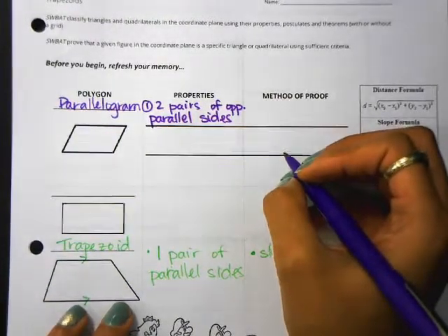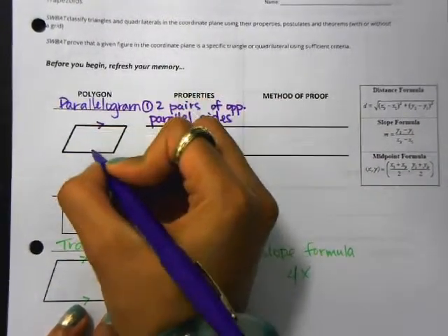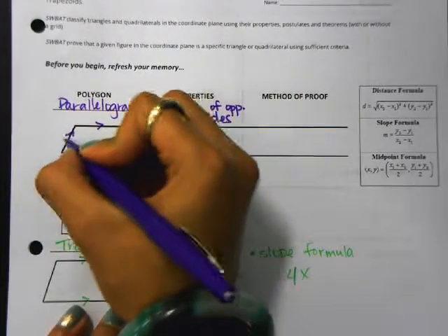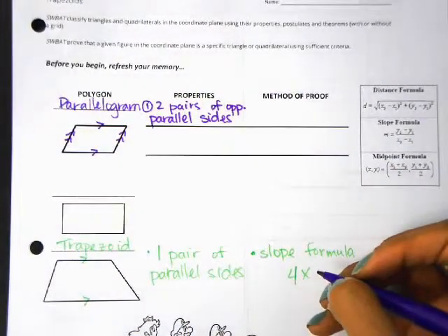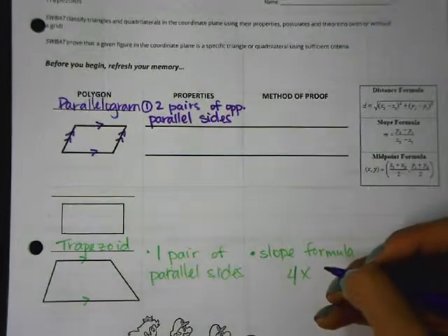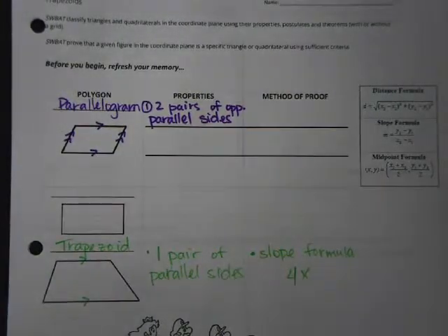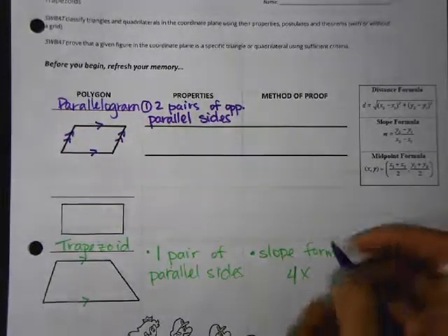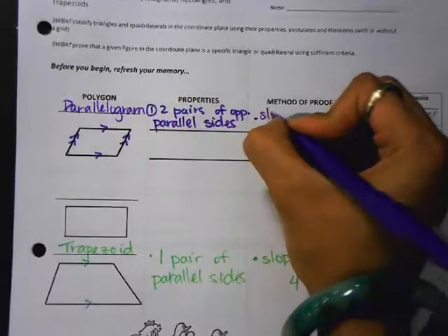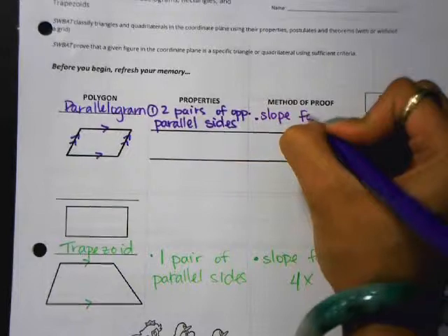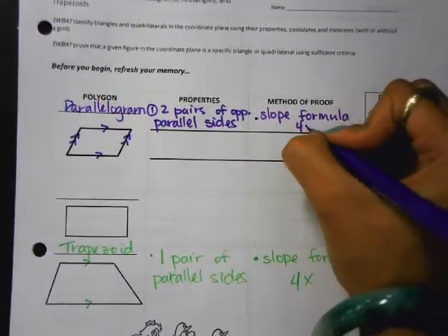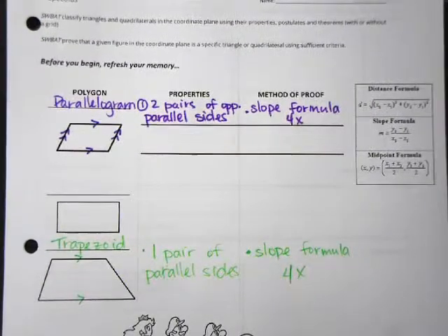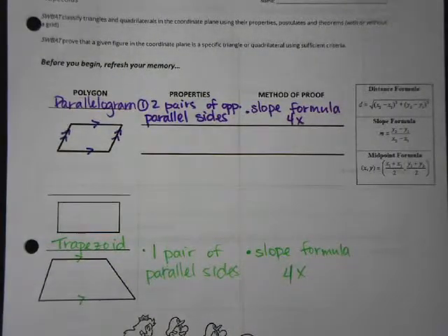So this is parallel to that, and this must be parallel to that. That's one way. So again, looking at that, are we going to use distance, slope, or midpoint? Which one proves parallel? Slope. It's slope. And we're going to do slope 4 times again, because it's a 4-sided shape. So we're going to do slope formula 4 times. Okay, so that's one way you can prove a shape is a parallelogram.